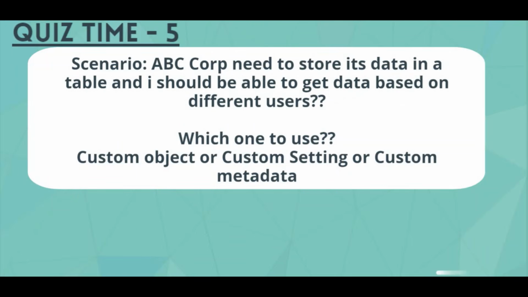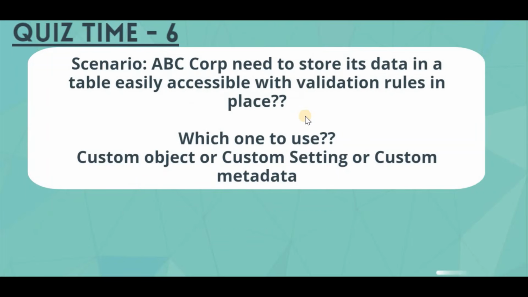Question number 5. ABC Corporation needs to store its data in a table, and I should be able to get data based on different users. Which one to use? Custom object, custom setting, or custom metadata? As soon as you see data based on different users, it's basically a hierarchy. So you have to use only custom setting. Neither custom metadata nor custom object has that feature. So you can use hierarchical custom setting to have data based on different users. Okay. Now the last question.